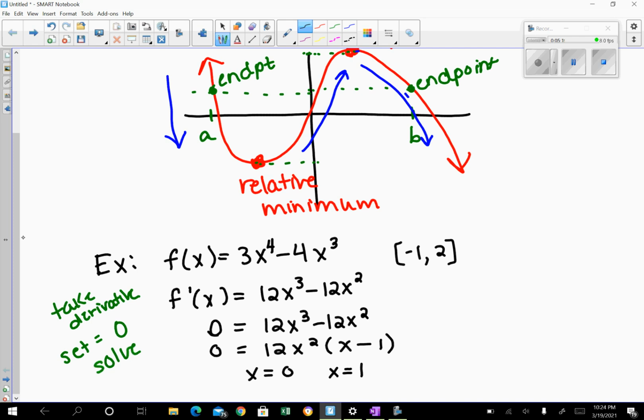These points are considered our critical numbers. So critical numbers occur whenever the derivative is 0 or when it's undefined. We're going to just look at when it's 0 first, and then we'll talk about when it's undefined. Maximum and minimums occur at critical numbers, or critical points, you would just include the y value.